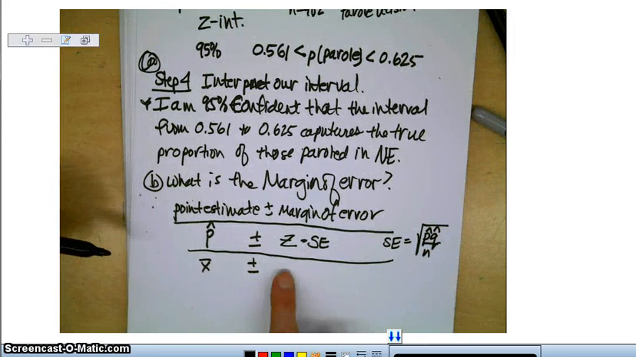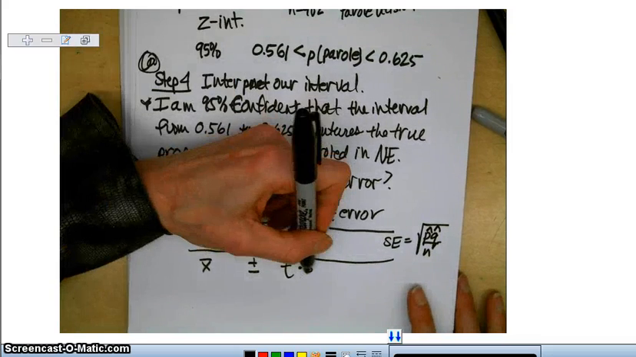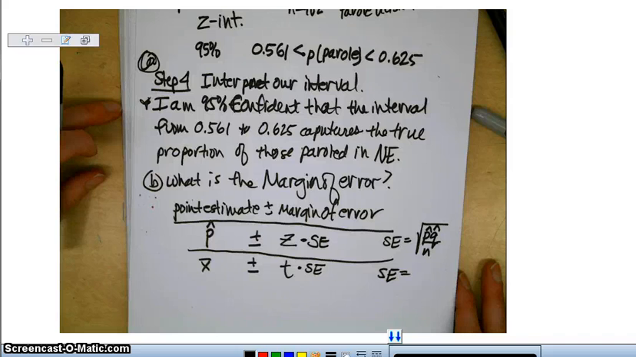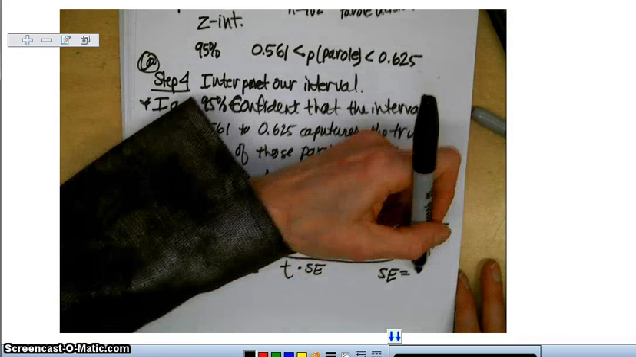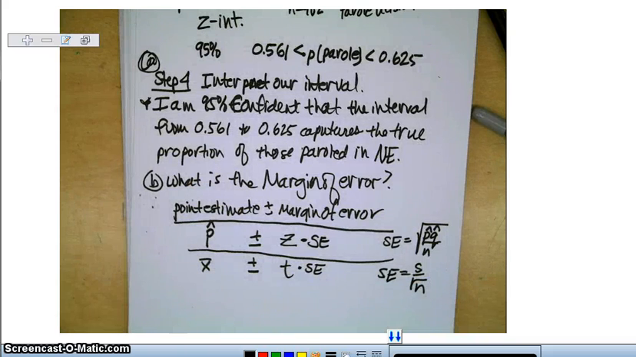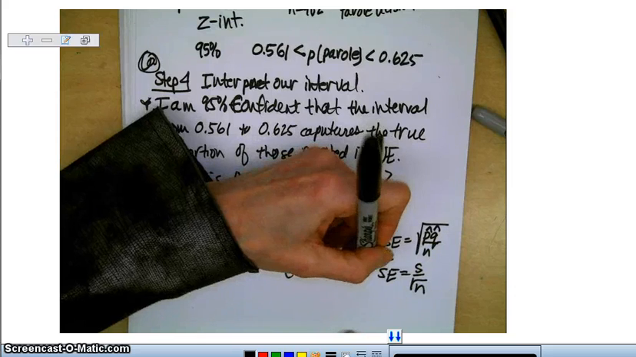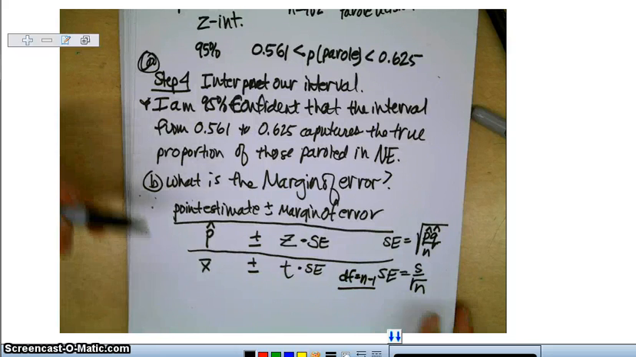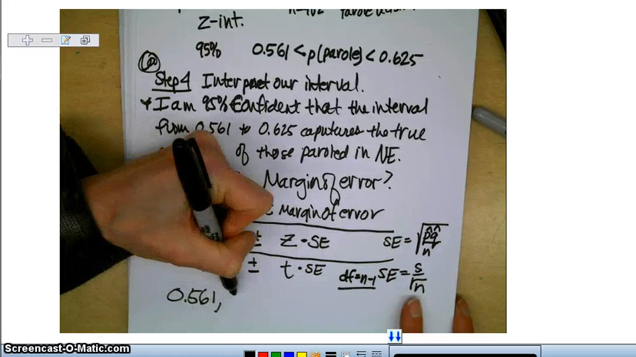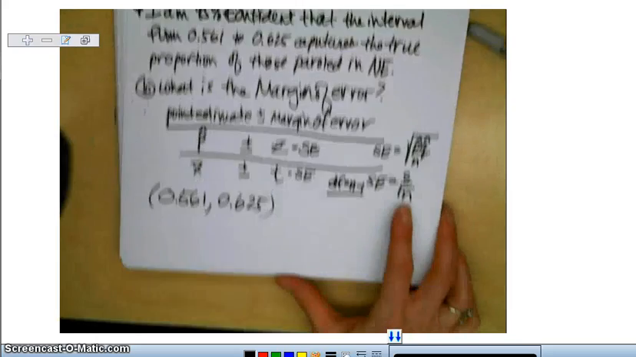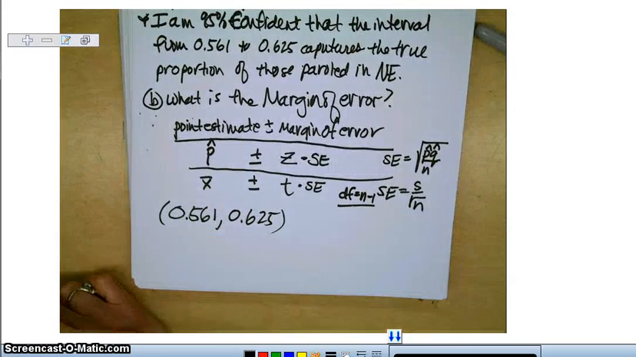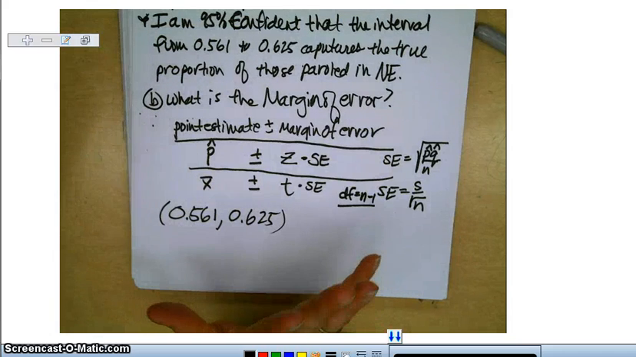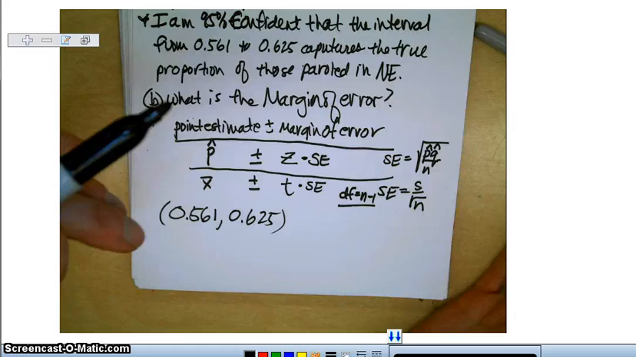And for X bar, the critical value is the T critical value times the standard error. And what is the standard error for a mean? Very good. Standard deviation over the square root of N. Now, you also have degrees of freedom equal to N minus 1 when you're dealing with X bar. Okay, so which of these are we dealing with in our interval 0.561 to 0.625? Is this a P hat or a mean? It's a P hat. You can usually tell the difference because the P hats are decimals, but be careful because you can have means that are decimals too. So you have to read the problem, okay?